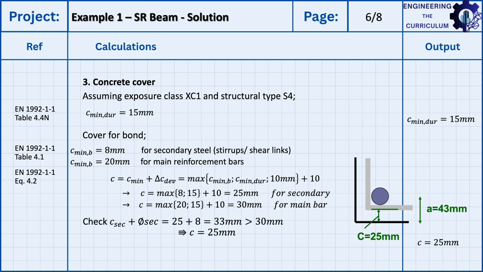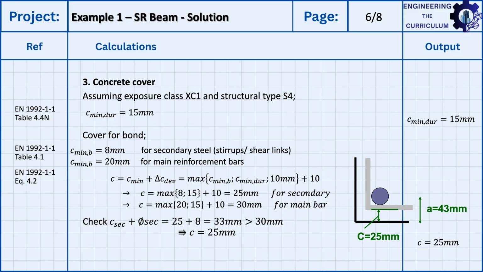And that'll give us the cover. So in our case, if we take the stirrups with a bond of 8, we get a cover of 25 millimeters till the stirrups, or if we take the main bars with a bond of 20, we get 30 millimeters till the bar. The deciding factor really for us is going to be the cover to the stirrups.